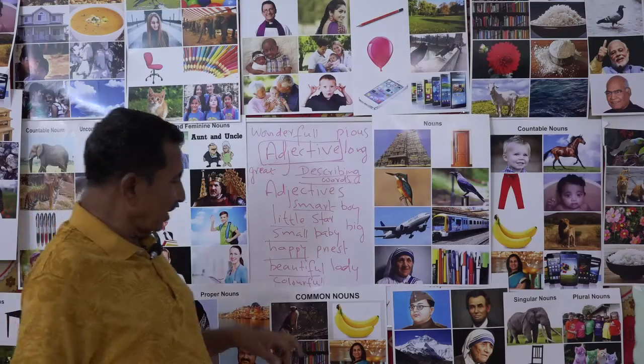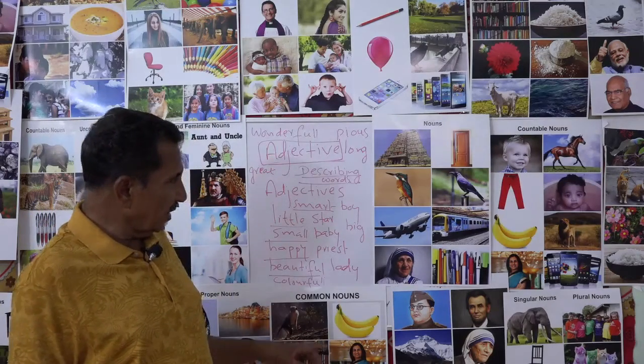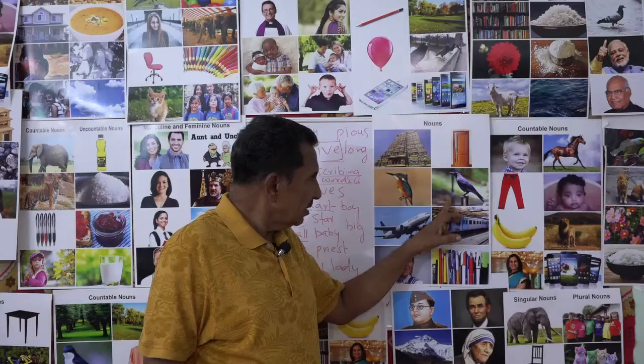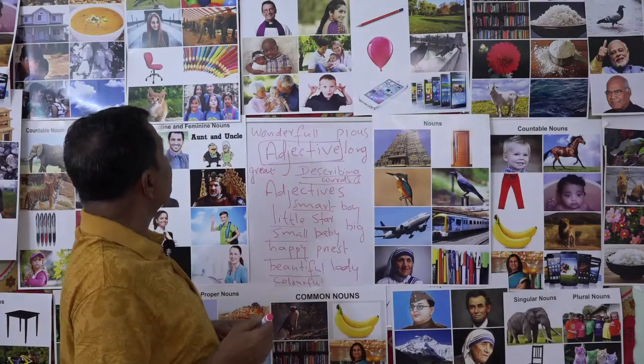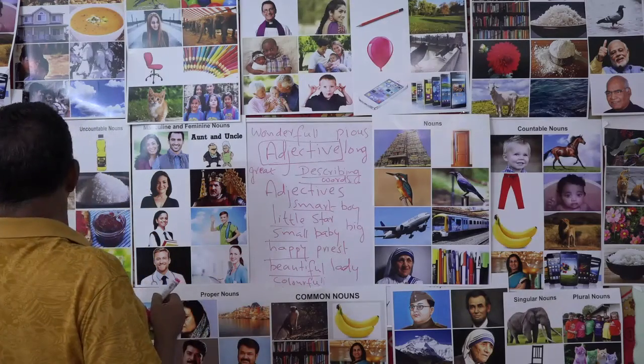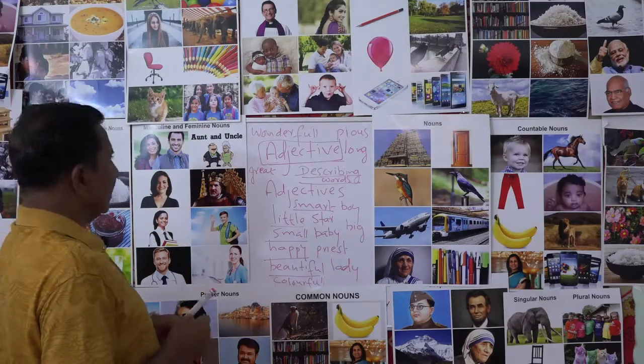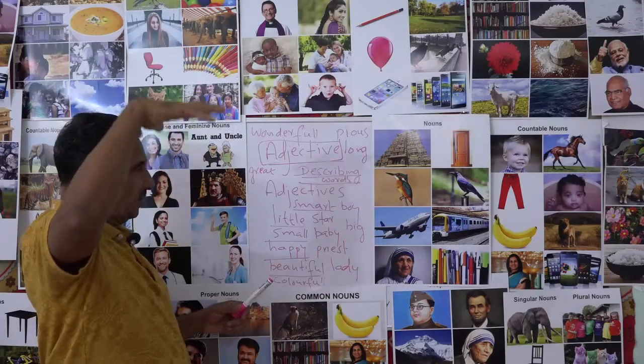Long, L-O-N-G, write down, long train. Then this bird, this crow, attentive. It's a big word, so don't worry, attentive. This door is, what will you say, tall. Yes, is there any tall person here? No, full name, we don't know. So let's say tall, T-A-double L, tall.